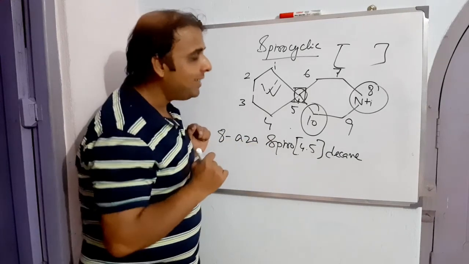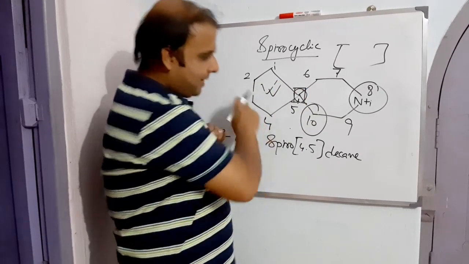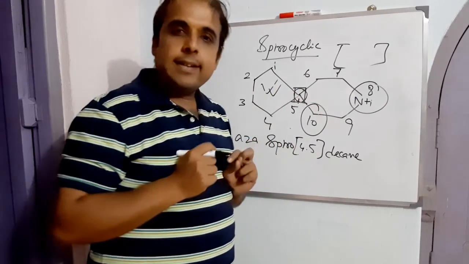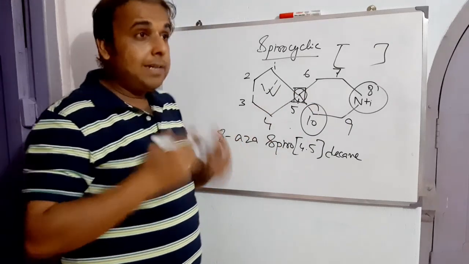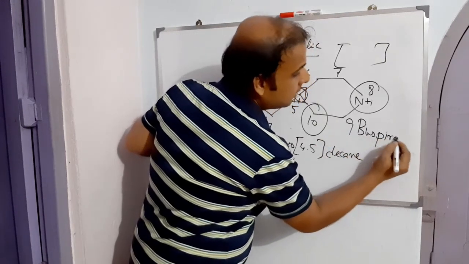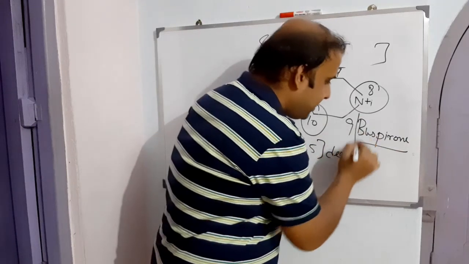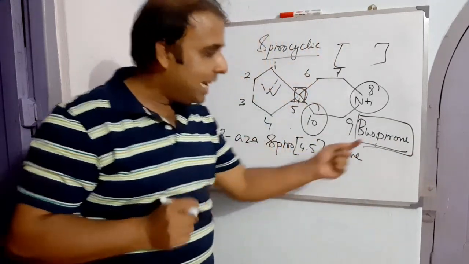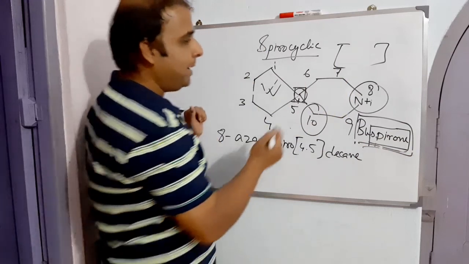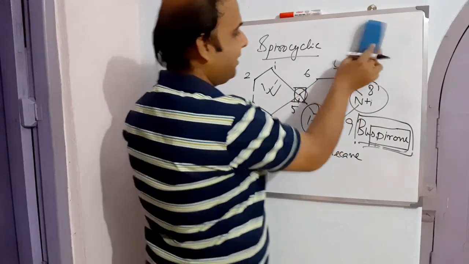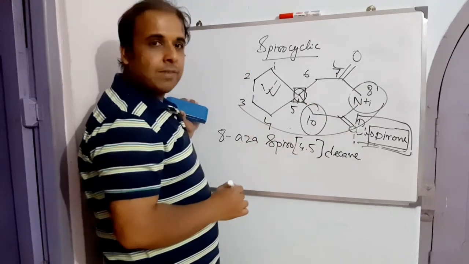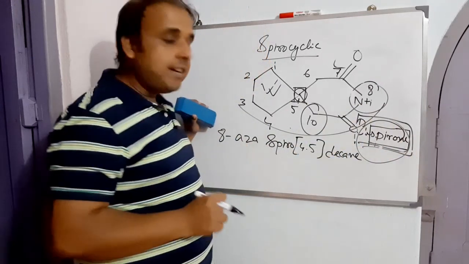spirodecane. Let me tell you one thing. As I have brought these things, this is the system which is there in a muscle relaxant, at the same time an anti-anxiety drug. The name of the drug is buspirone. If you just put your focus on the name itself, it suggests that buspirone contains a spirone system, that means spiroone. So it should be like this. So this is the system which is there in an anti-anxiety drug called buspirone.